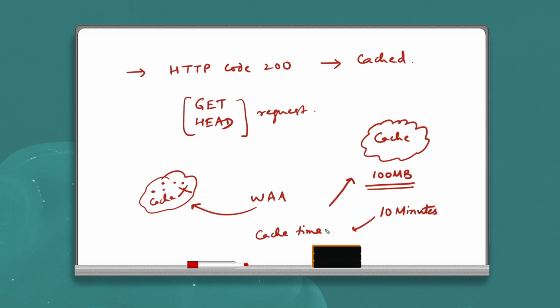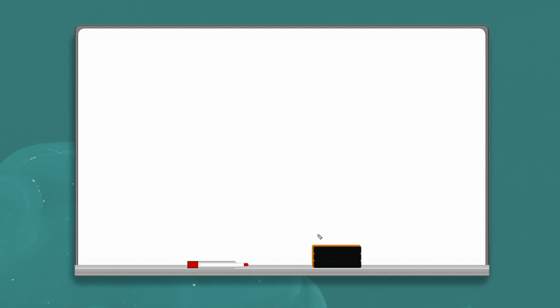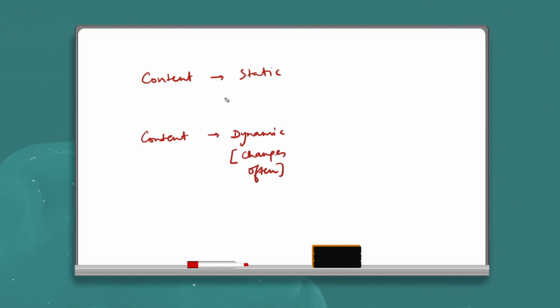There are several options by which you can configure this cache time. Now there are a few guidelines when you are configuring the cache time. Let's say your content is static, and in the second scenario, let's say your content changes often. If the content is static, then the cache can be configured for an extended period of time. And if the content changes often, then you need to configure the cache for a shorter period of time. So these are some things that you need to understand.